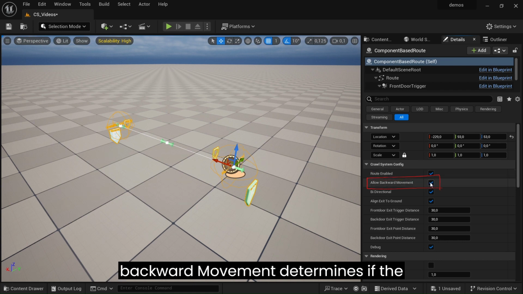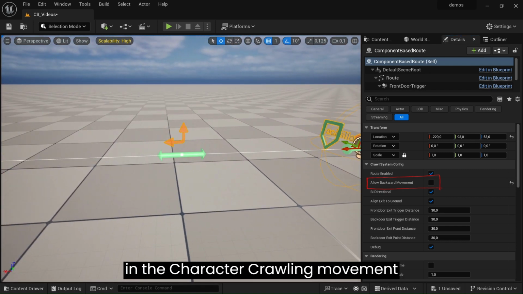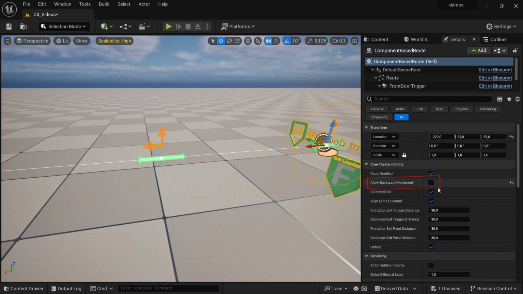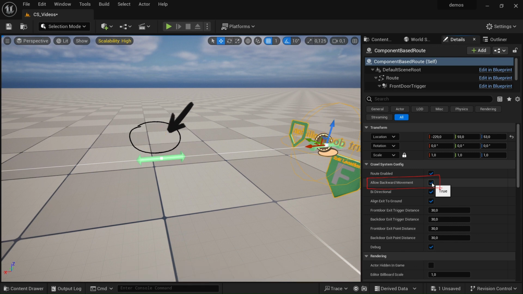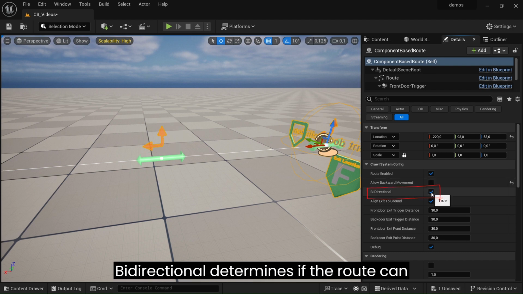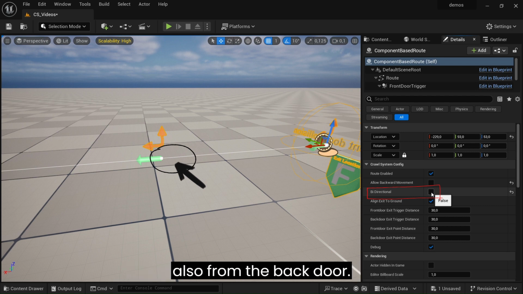Allow Backward Movement determines if the characters can move backwards when crawling. This rule overrides the one set in the character crawling movement component. You will see how another icon appears over the spline points indicating that it is a forward-only route. Bidirectional determines if the route can be entered only from the front door or also from the back door.